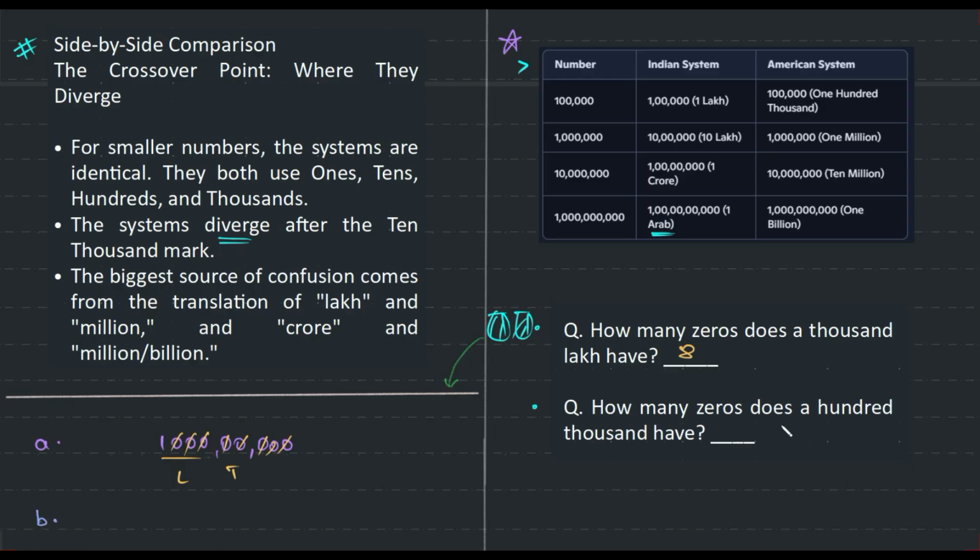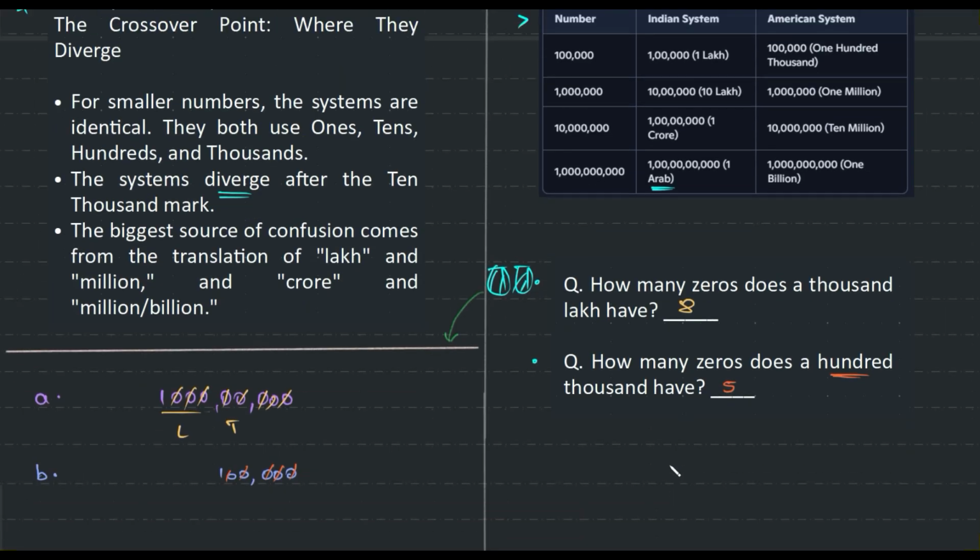Next question. How many zeros does 100,000 have? Same thing. Let's go to thousand and write 100 over there. All I did was go to the place value of thousand and write the number there: 100,000, so I wrote 100. So we have 1, 2, 3, 4, 5. And that's that.